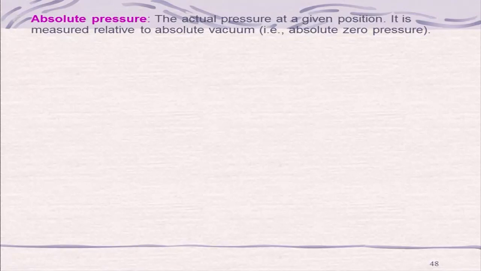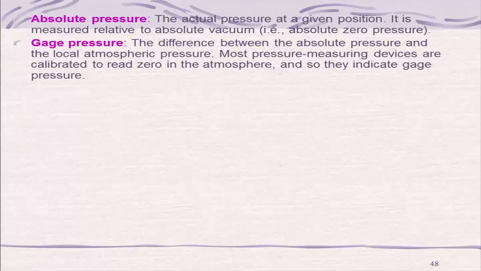We will now have to define the various kinds of pressure we will be handling. Absolute pressure is basically the actual pressure at a given position, measured relative to absolute zero pressure. There will be gauge pressure, which means the difference between the absolute pressure and the local atmospheric pressure. Most of the pressure measuring devices we use in our day to day life and in engineering measure the gauge pressure.